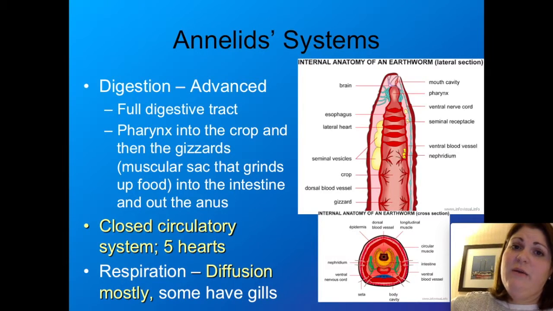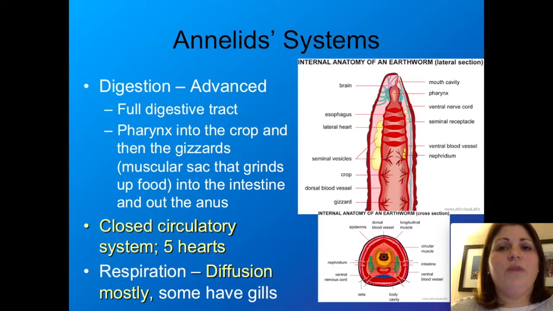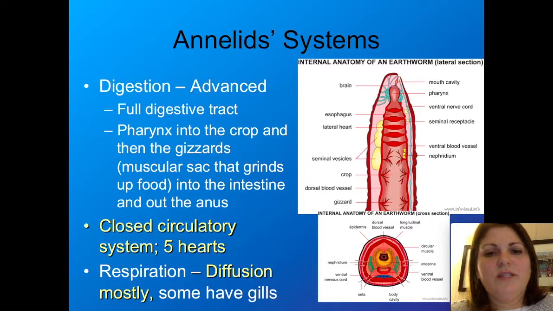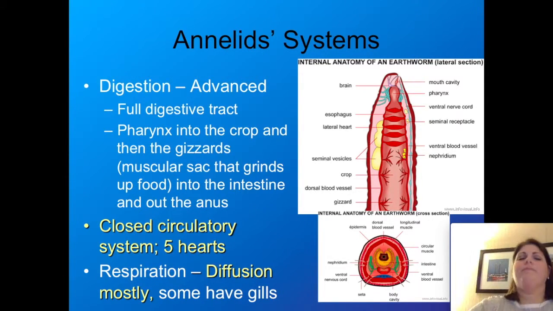Their respiration, however, is simple. They respire through their skin, which is why earthworms need to stay damp. If they dry out too much, that respiration won't occur. So they diffuse through material. There is a very small group of annelids that live in the water, and they have gills.